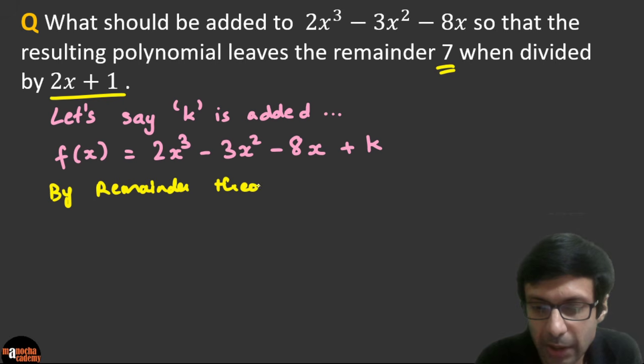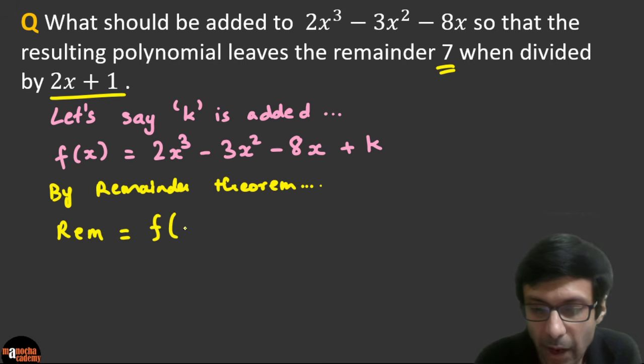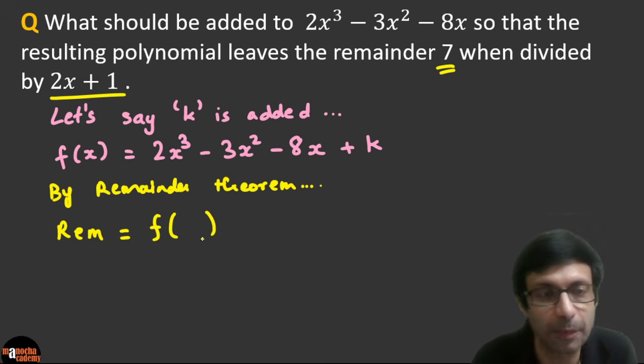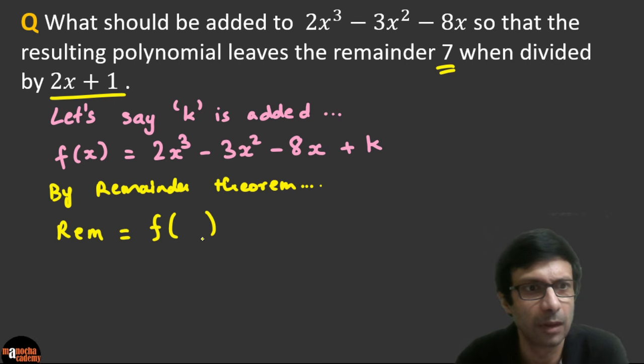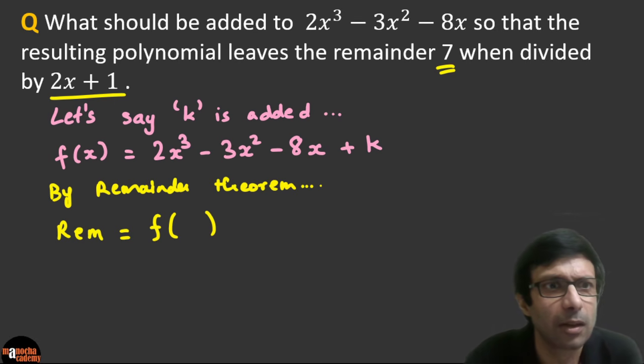this is the important step, guys. By remainder theorem, can you tell me what I should say? The remainder should be f of what? What should I substitute here, guys? Come on, try. All of you please try here. I want everybody to try. Come on.